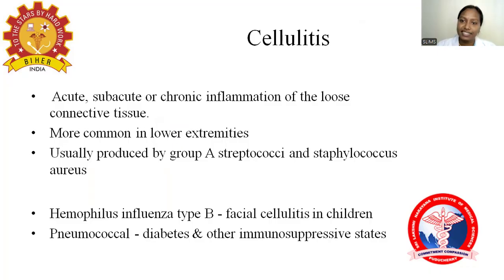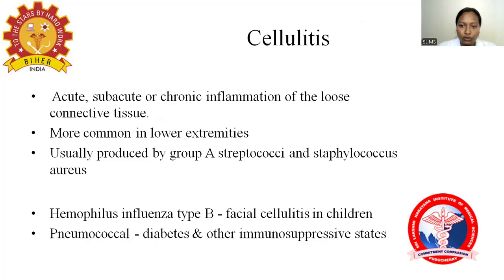Now we are going into the next entity, which is deeper, yet it is not follicular. So, a non-follicular deeper infection, which is cellulitis. Cellulitis is also as common as impetigo. It presents as acute, subacute or chronic inflammation of loose connective tissue. More common in lower extremities, so in legs, usually unilateral.